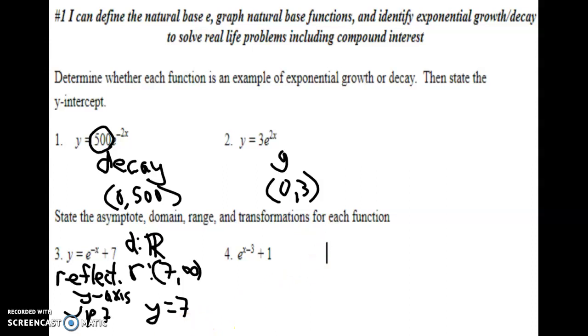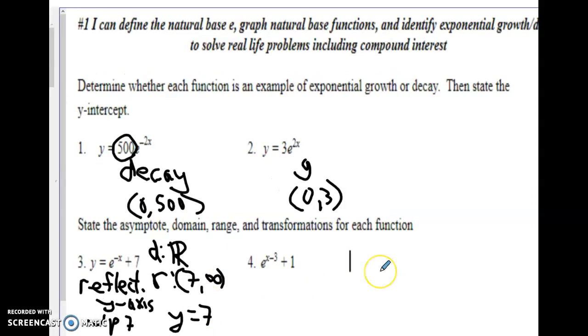Okay, looking at number 4, we're still looking at an exponential function. So this negative 3 means it's being shifted to the right 3, and then the plus 1 also means that it's being shifted up 1. So our transformations would be right 3, up 1.